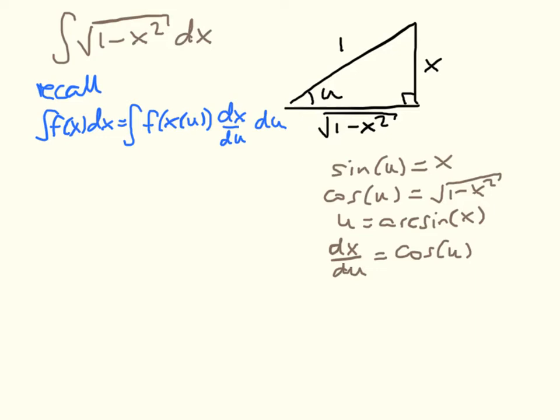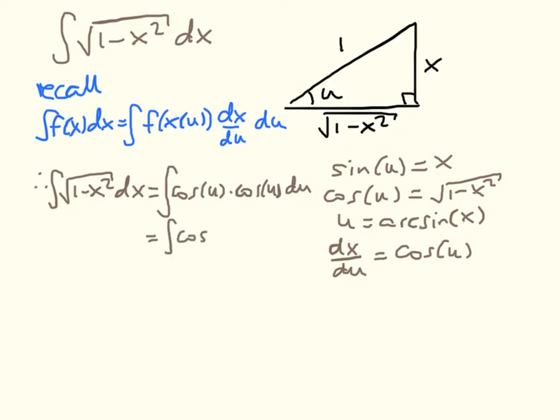So therefore, our integral, the square root of 1 minus x squared with respect to x, is the integral... Now we've said that this square root is the cosine of u. dx/du is also the cosine of u, and we integrate with respect to u. So we have the integral of the cosine squared of u with respect to u.